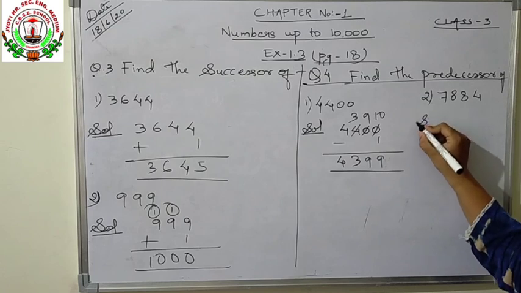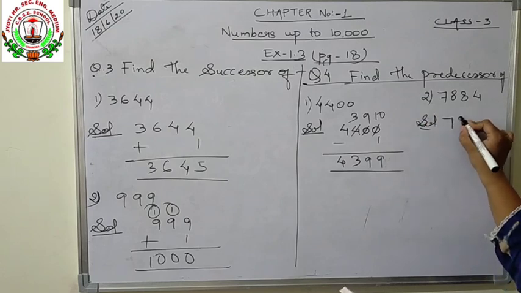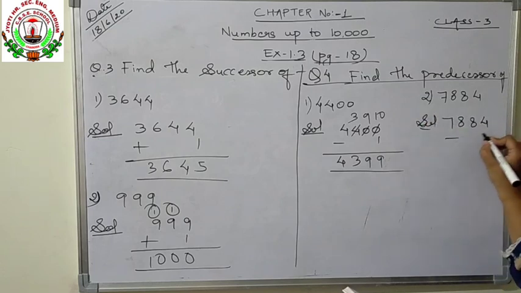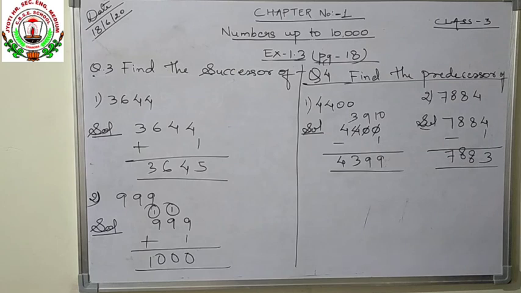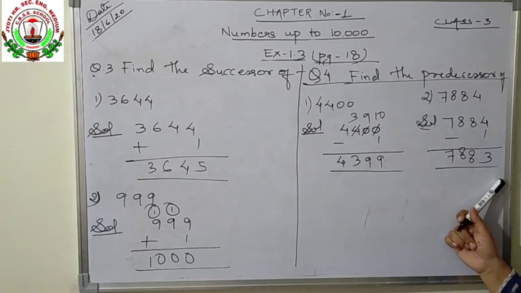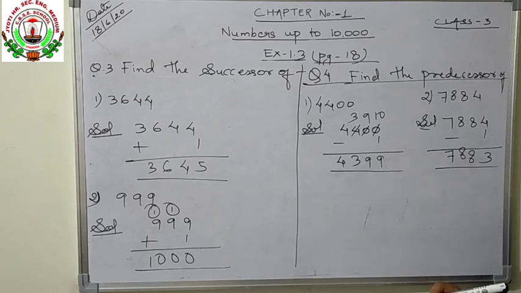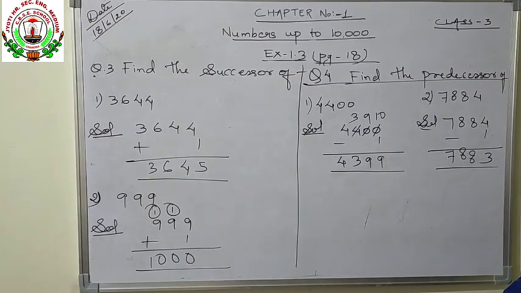Likewise, we will solve question number 2. 7884. What will be the predecessor? 7884 minus 1. 4 minus 1 is 3, 8, 8 and 7. So what will be the predecessor of the given number? 7883. Okay.